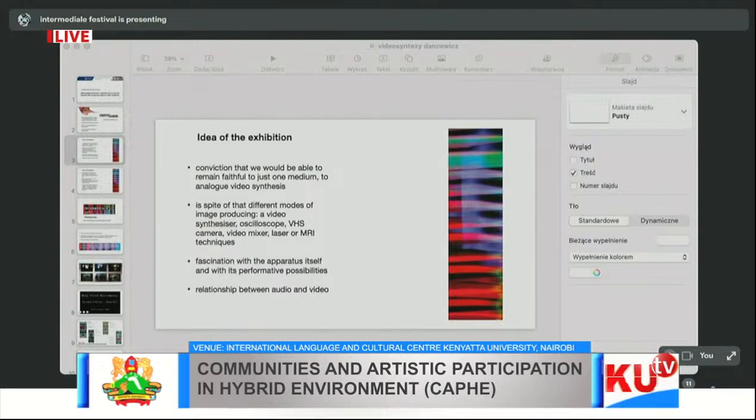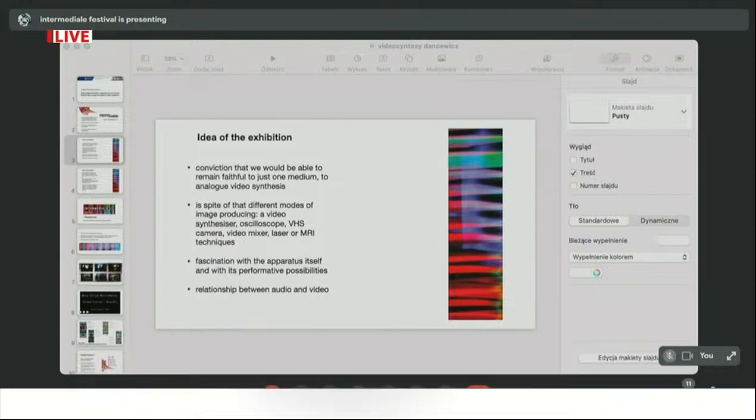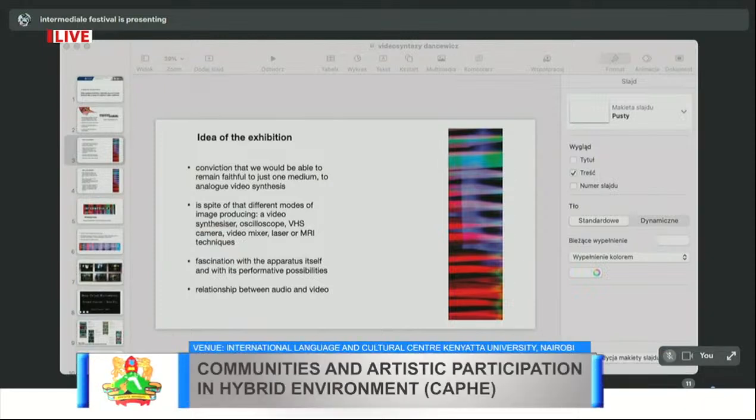So, the idea of the video synthesis exhibition: this is an event that is part of the Intermediale Festival, which has been organized since 1994 in Poland, in Legnica, a city near Wrocław in Lower Silesia. The exhibition itself, as a part of this festival, has a biennial formula. In 2023, we will hold the 29th edition of the Intermediale Festival, and next year, in 2024, we will hold the 3rd edition of video synthesis.